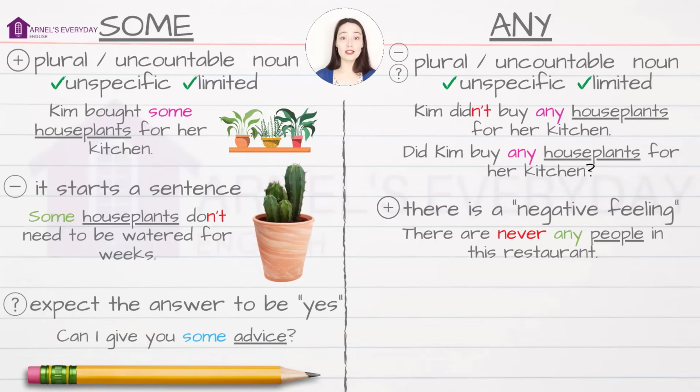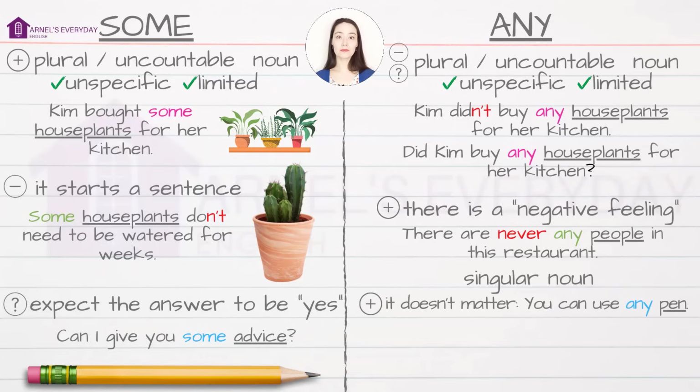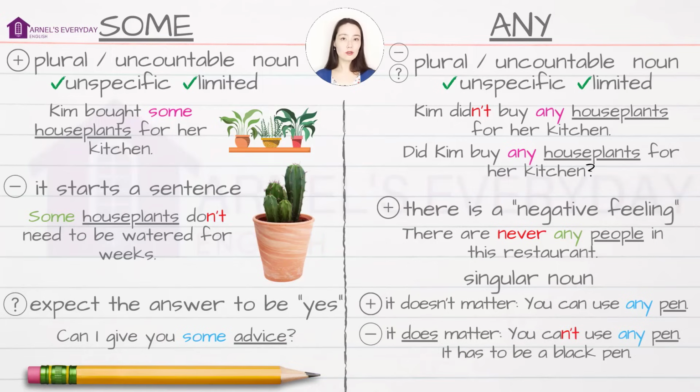Any can be used with a singular noun to mean it doesn't matter. You can use any pen. In the negative, it does matter. You can't use any pen. It has to be a black pen. And in the question, can I use any pen?